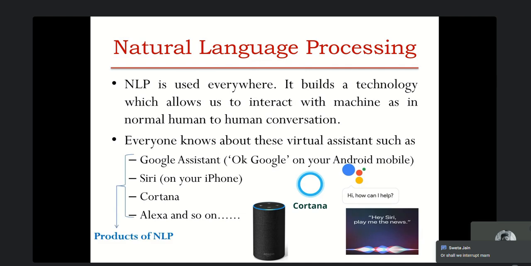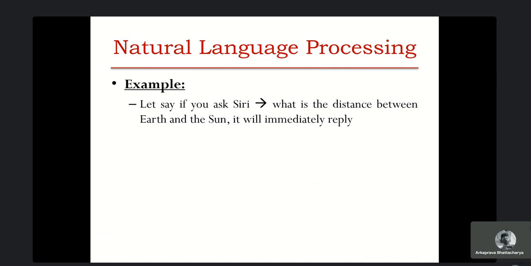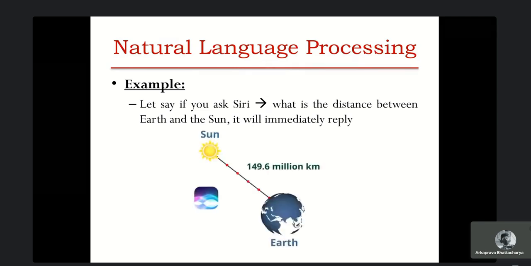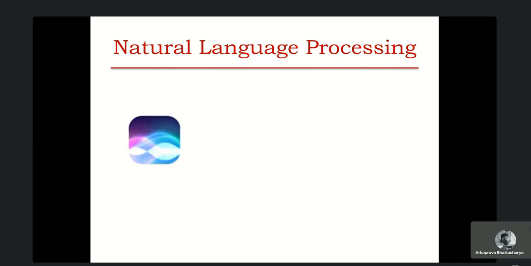So these are the products of natural language processing. If you look into another example with respect to Siri, if I want to say, "Hello Siri, what is the distance between Earth and the Sun?" It immediately replies that the distance between Earth and Sun is 149.6 million kilometers.